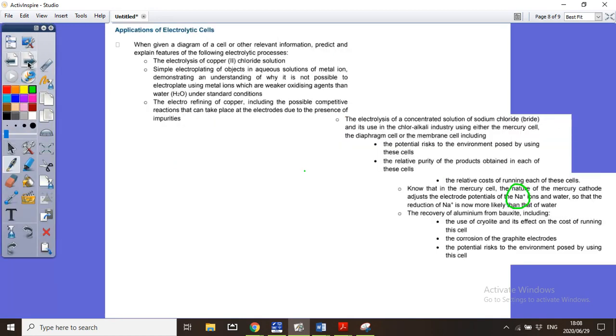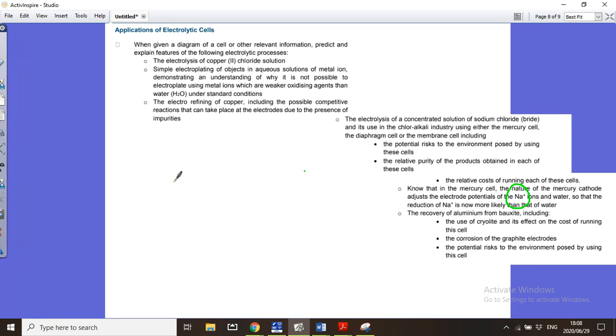So they use molten aluminium oxide. And as I already mentioned, it's the aluminium Al ion and the O2 minus ion. And you will also see that they use carbon electrodes.